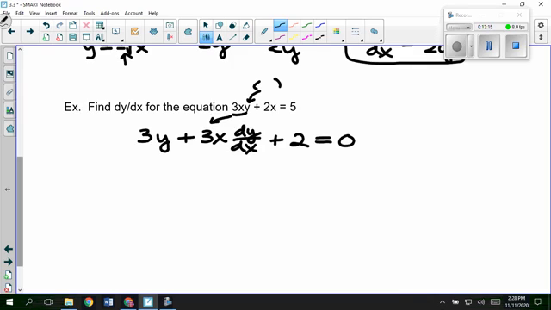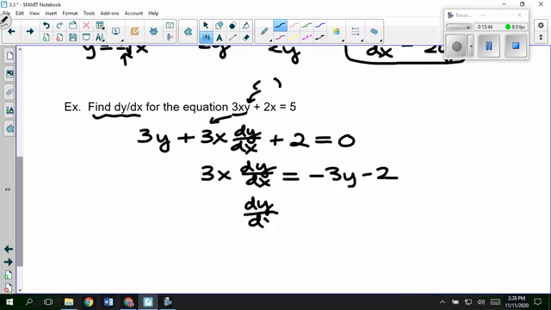So now we have this particular equation, and our job here is to find dy/dx. So we're going to get dy/dx by itself. I'm going to take a moment, subtract the 2 and the 3y, and bring those both onto the other side. And then I'm going to divide both sides by 3x. So dy/dx equals negative 3y minus 2, all over 3x. And this is my derivative.